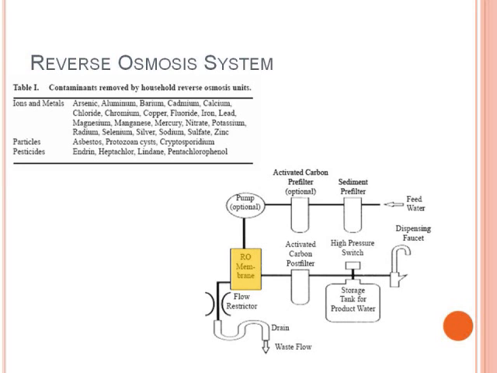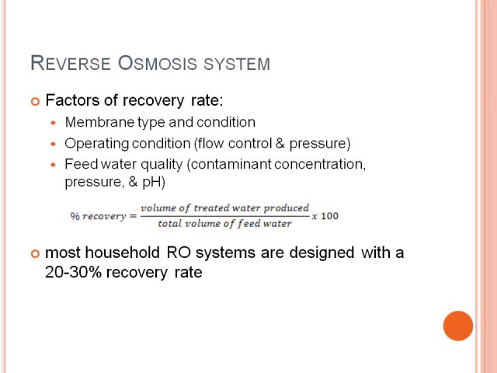Choosing a membrane is vital because it must satisfy the conditions explained further in the next slide. The post-filters are mainly used to remove any taste and odor compounds that are not removed by the RO process. The factors of recovery rate include membrane type and condition, operation condition, including flow control and pressure, and of course feed water quality: the contaminant concentration, pressure, and pH. The percent recovery is calculated by dividing the volume of treated water produced over the total volume of feed water times 100. In most household RO systems, it is designed with a 20 to 30% recovery rate. This is not very efficient.